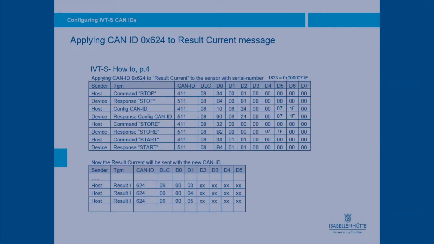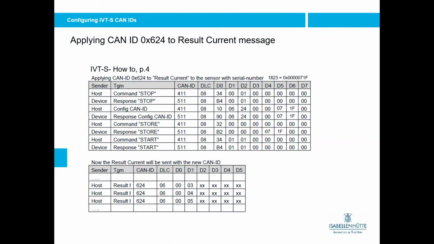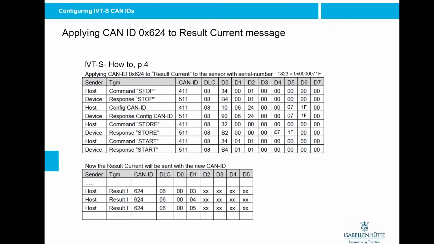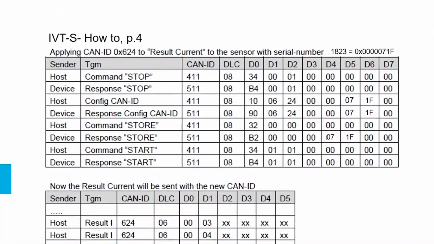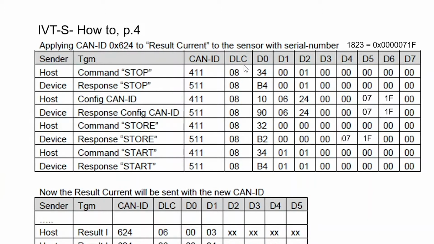In this tutorial, we want to apply the CAN ID 624 to the result current message. This procedure can also be found in the IVT-S how-to document on page 4. For this, we will send 4 different command messages to the IVT-S module. First, we will send a command stop message. The module will respond to that with a response stop message.